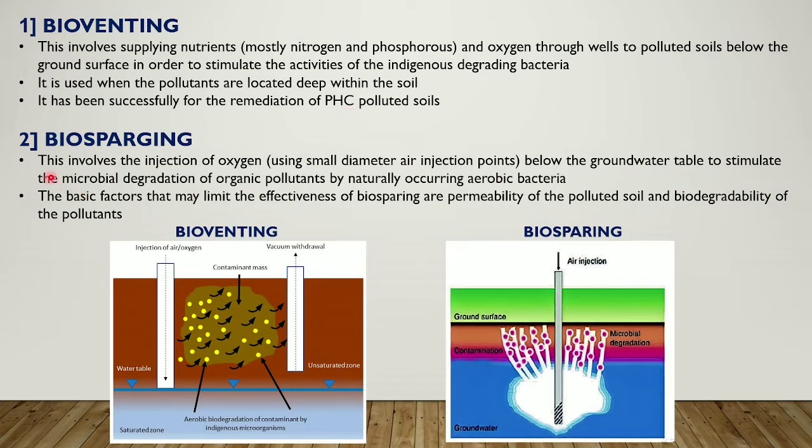Second is biosparging. Now, sparging means sprinkling of the substance. So, if we sprinkle oxygen underground to enhance or stimulate the aerobic bacteria, then the degradation rate increases. So, now in this figure, the air is injected directly into the ground, and which results in the stimulation and enhancement of the microorganisms to degrade the contaminants.